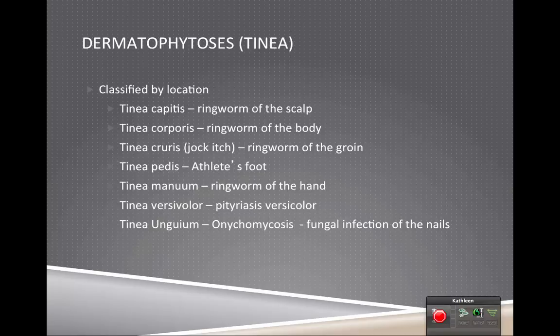This is basically tinea, fungal infection. You can have tinea capitis, which is ringworm of the scalp. Tinea corporis, which is ringworm of the body. Tinea cruris, which is jock itch, ringworm of the groin. Tinea pedis is athlete's foot. Tinea manuum is ringworm of the hand. Tinea versicolor, which is pityriasis versicolor. And tinea unguium, which is onychomycosis, which is fungal infection of the nails.